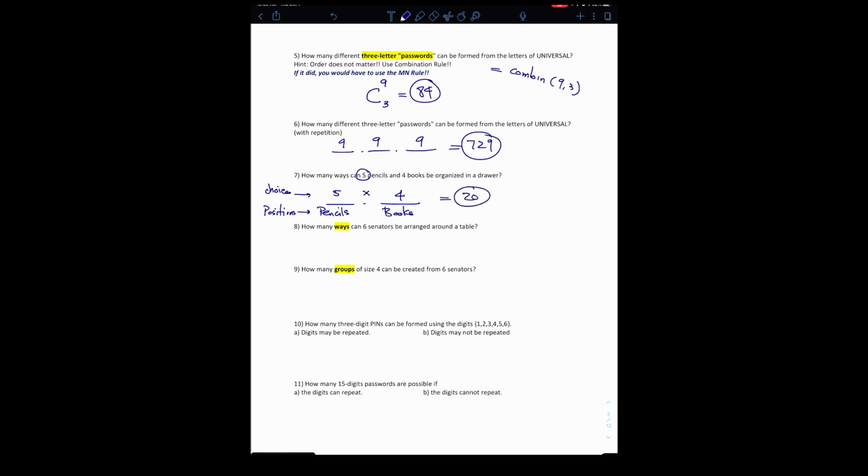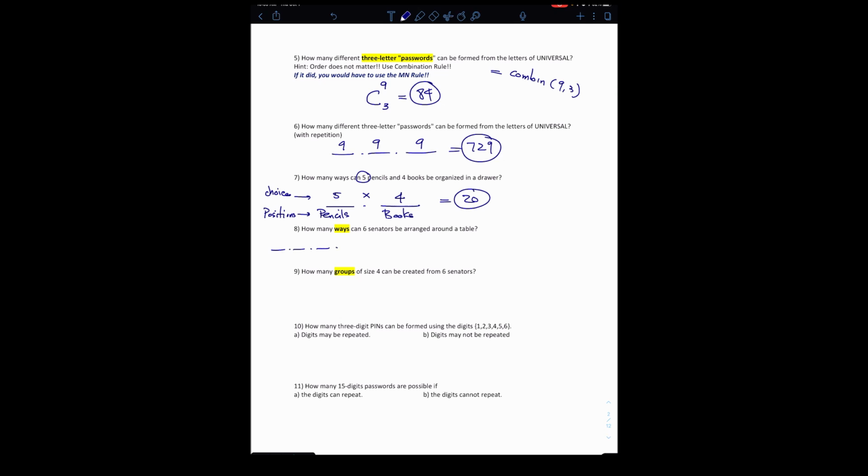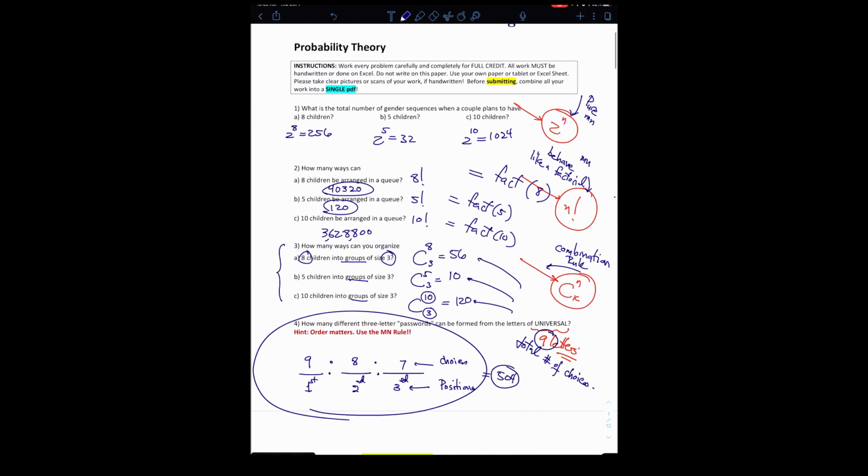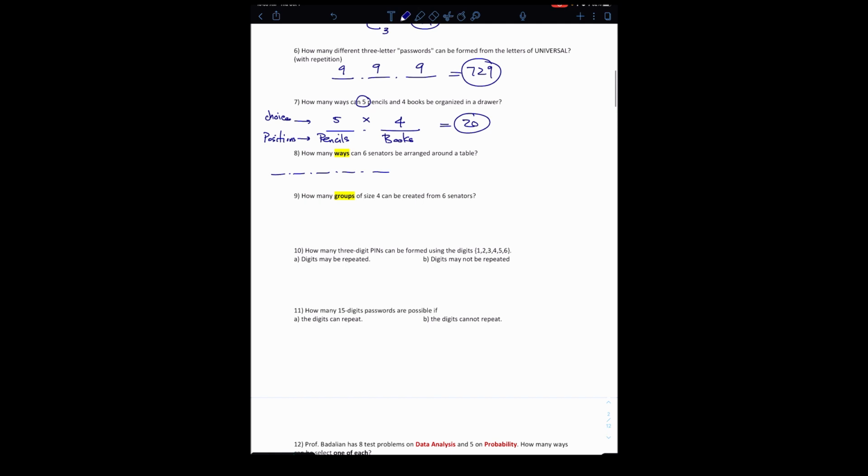Moving on, how many ways can 6 senators be arranged around the table? Well, you can look at it from the MN point of view. You have 6 positions, right? And then 6, 5, 4, 3, 2, 1. But since we talked about this backdoor way of doing it, here I recognize that I have 6 positions and 6 choices. The number of positions is equal to the number of choices here. Therefore, I could use the factorial rule as a back alleyway to get into the code, sort of. So that'll just become 6 factorial, and that's 720.